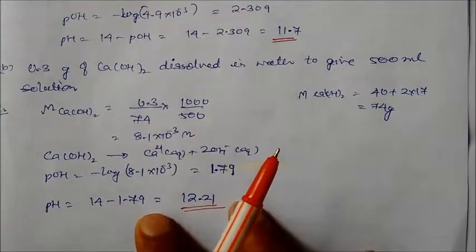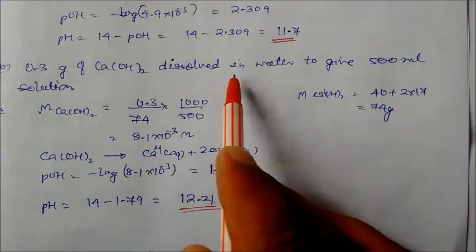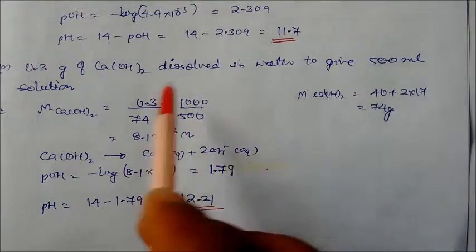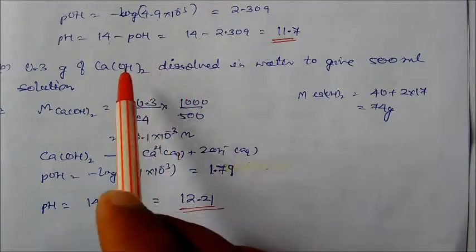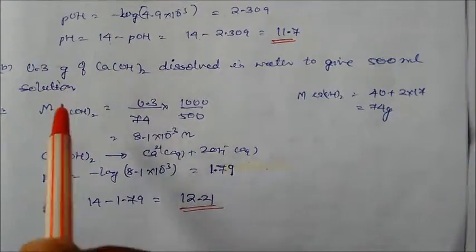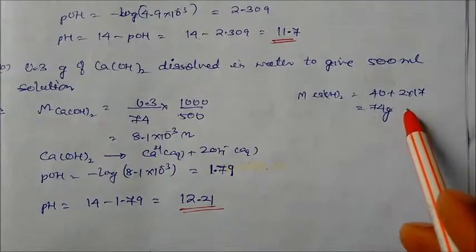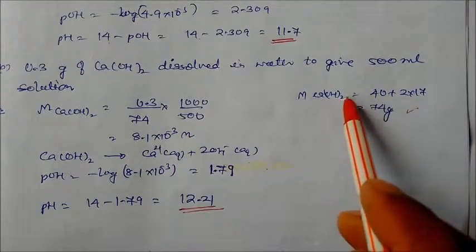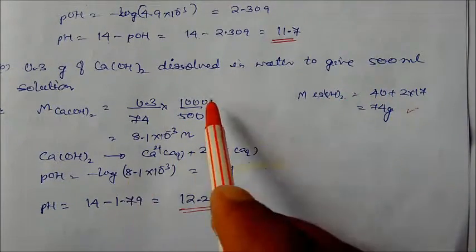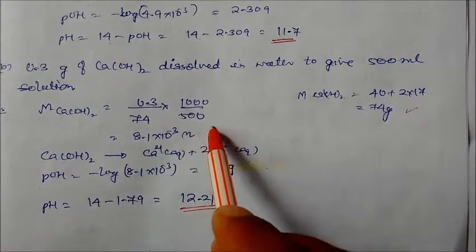Now we'll see the next question. 0.3 gram of calcium hydroxide is dissolved in water to give 500 ml of solution. First we need to find the molar concentration, which is weight by molar mass. The molar mass I have calculated here: calcium 40, 2 into 17, that is 74, and this is the volume. So you will get this concentration.